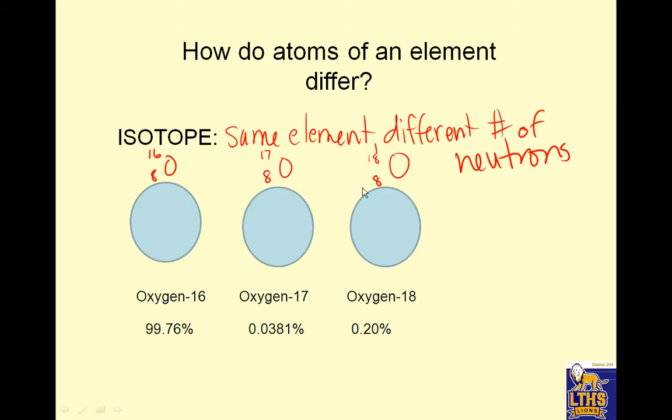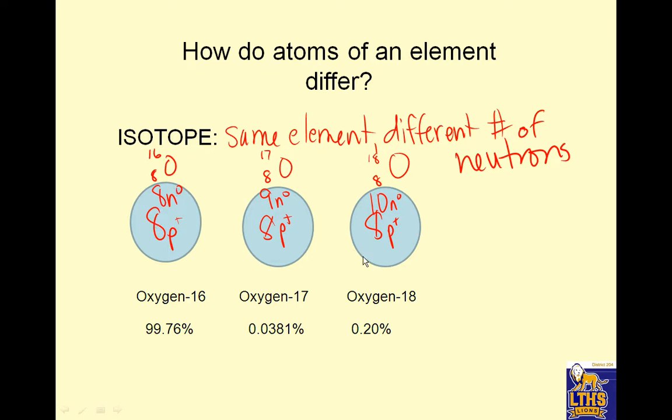So what's different about them? Well, not the nucleus. Not the identity. They're all oxygen because they have 8 protons. So what's different? This one has 8 neutrons. This one has 9 neutrons. And this one has 10 neutrons.